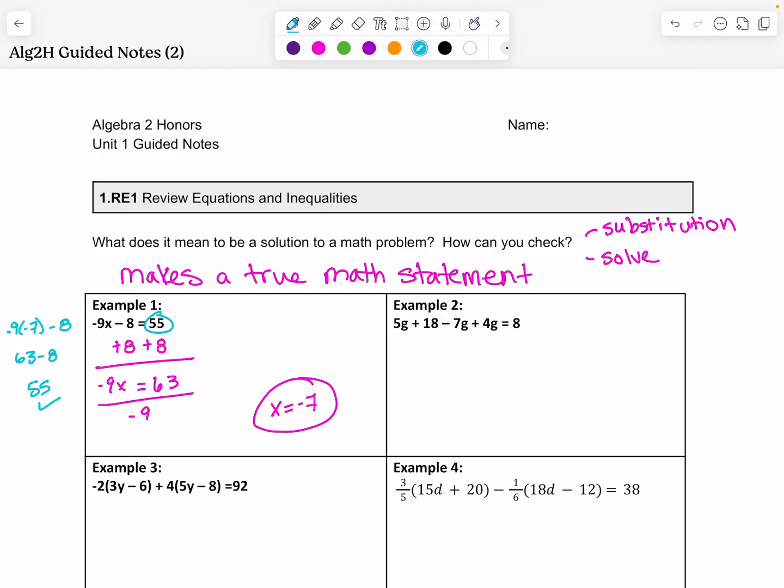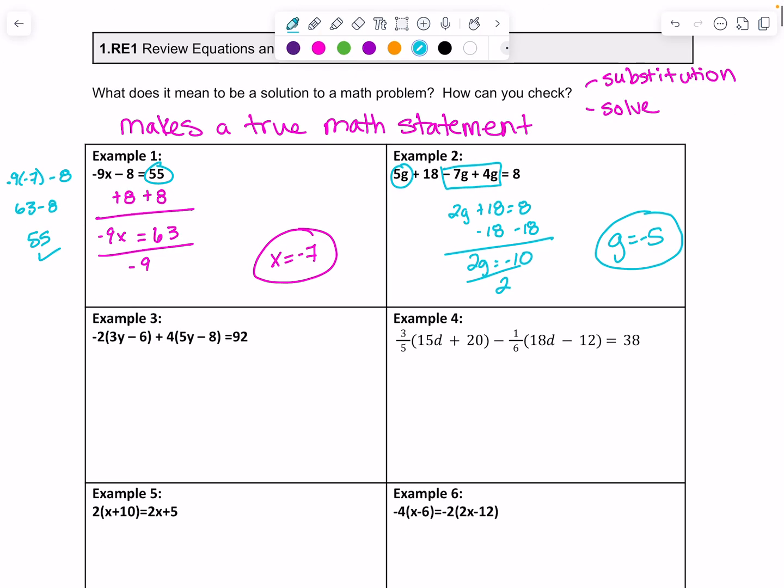Okay, example 2. I'm going to start by combining like terms. 5g, -7g, and 4g gives me 2g plus 18 equals 8. Subtract 18, equals -10, divide by 2, g equals -5. Again, you do not have to show all your work if you can do this in your head. As long as you're doing it correctly, and this would be on a no calculator part of the test, so if you can do it in your head without a calculator, fantastic.